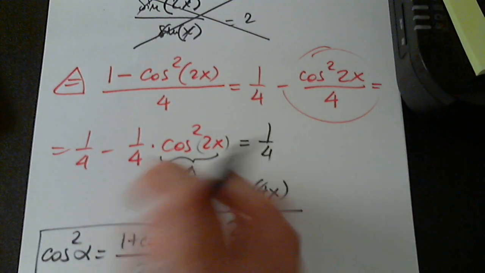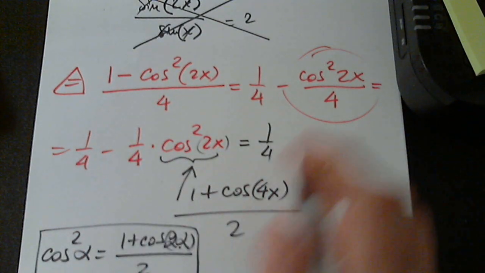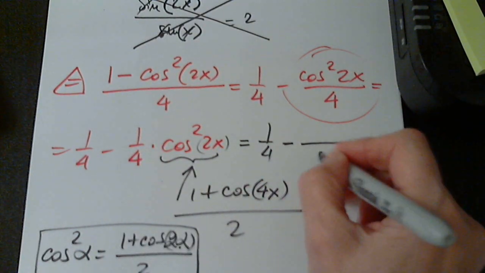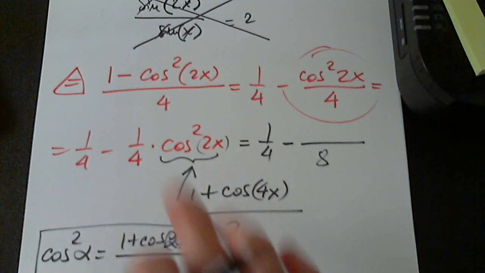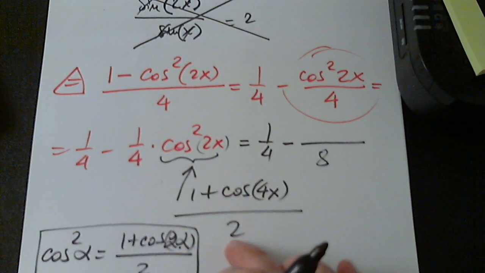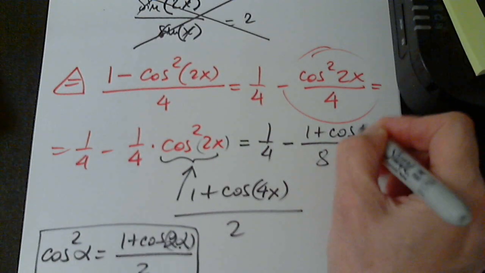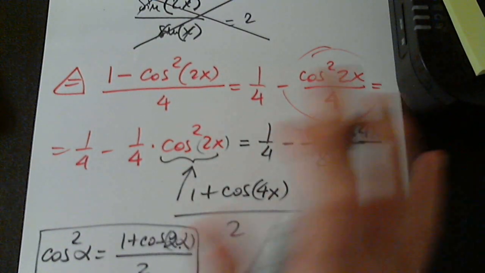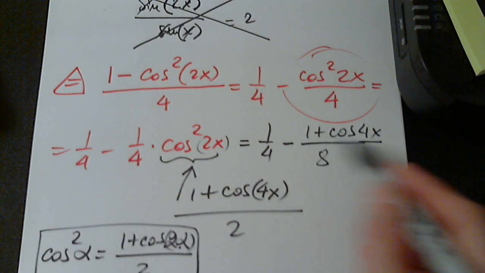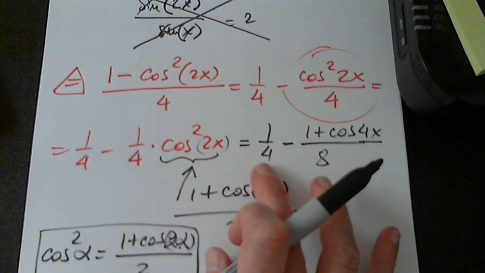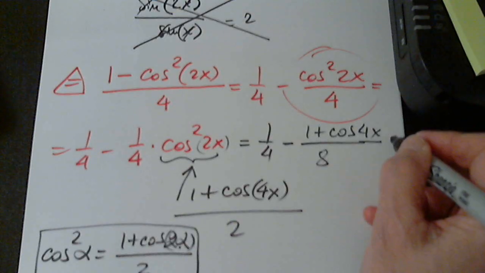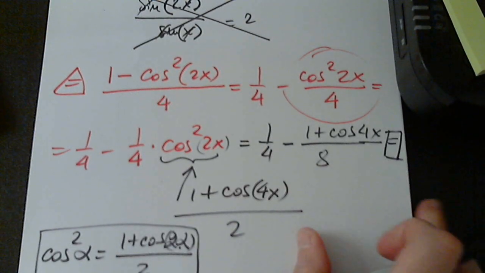1/4 is 1/4. Negative 1/4 times this, over 8. I have 1/4 times this over 2. 4 times 2 is 8. And the numerator has 1 plus cosine 4x. There's nothing else we need to do here, but I would like to separate it because I can combine 1/4 with negative 1/8.